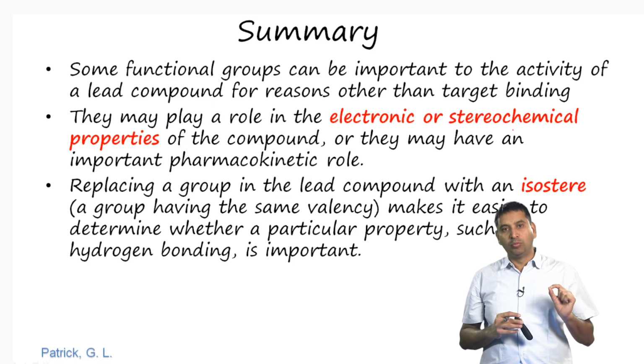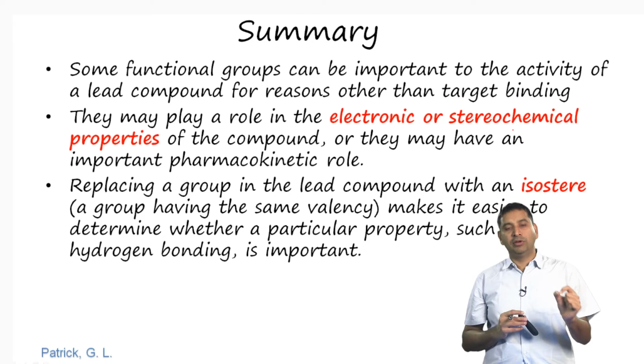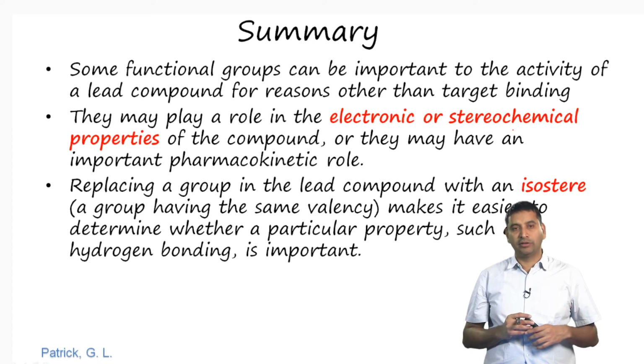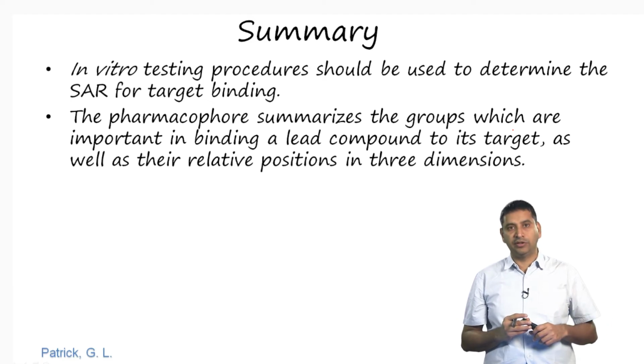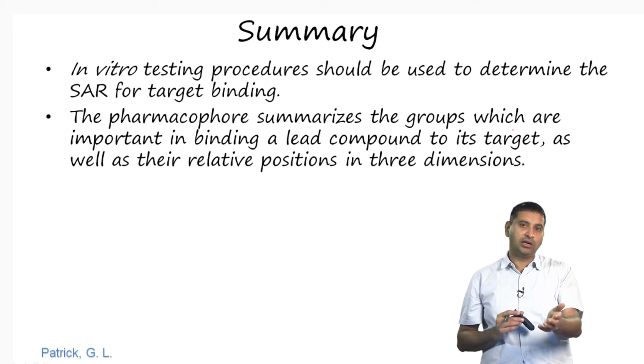Now, replacing a group in the lead compound with what is known as an isostere helps us understand whether that particular property or functional group is important or not. The most common example is hydrogen bonding, and it is recommended that in vitro test procedures are used when we are doing this structure activity relationship, because that will avoid some of the complications associated with in vivo experiments. Because keep in mind, the objective of structure activity relationship at this point is to understand how well the drug interacts with the target.